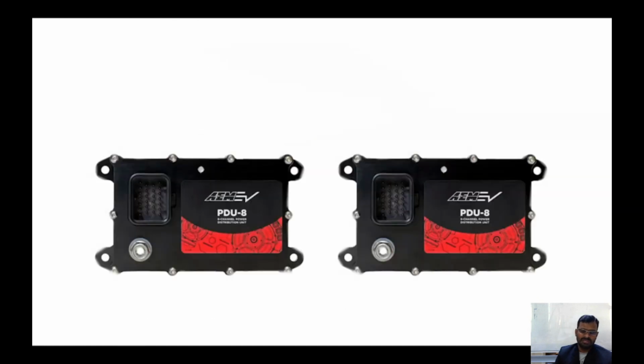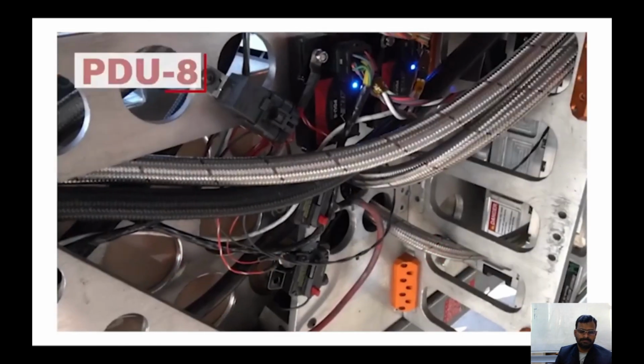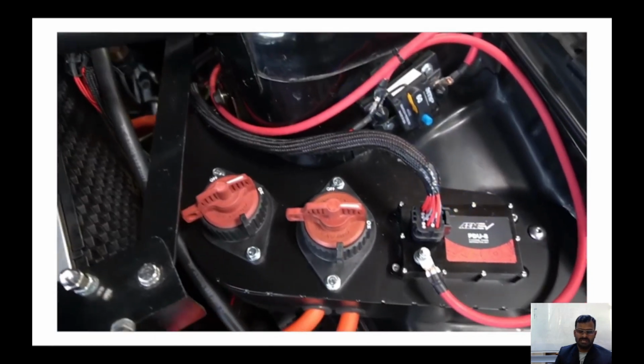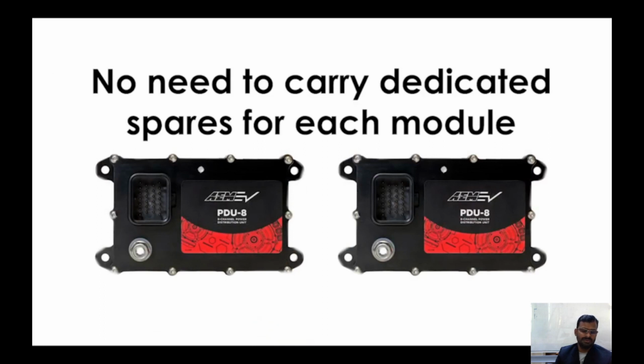These are small, robust units, and all the parameters can be controlled in the software. The units can be daisy-chained to control multiple switch devices, allowing you to place them closer to the functions they're controlling, for easier wiring. And since the closed loop system is programmed in the VCU, there's no need to carry dedicated spares for each module. So we have a closed loop system here, continuously monitored through these PDU units, which are connected to the controller unit.